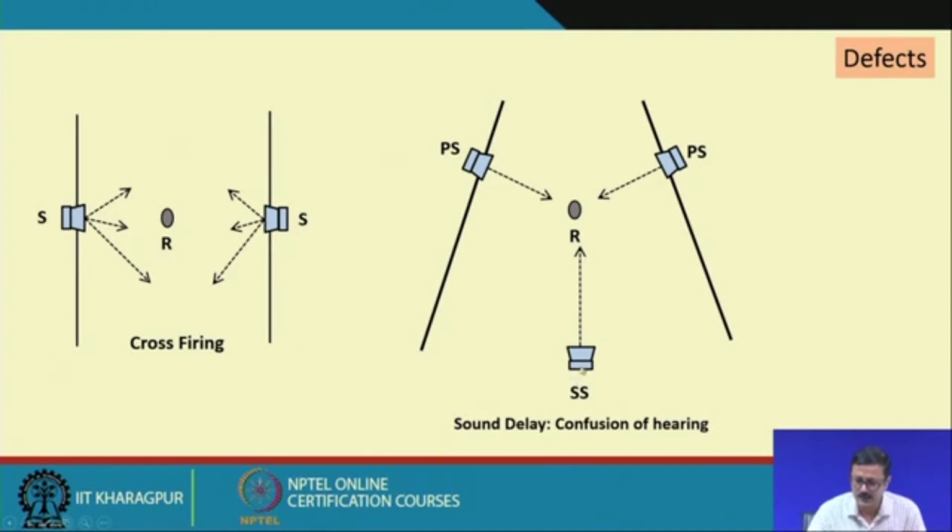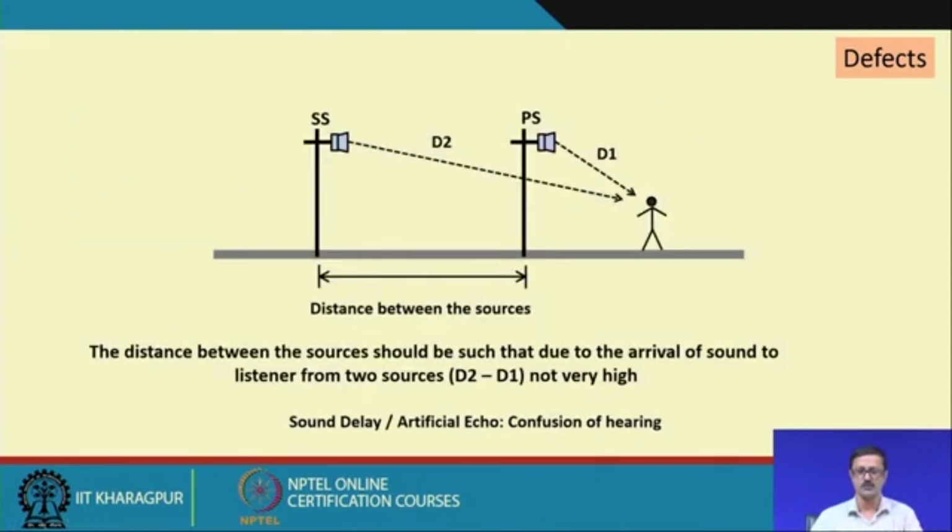Sometimes a sound delay also occurs. So, as I discussed, there is the PS, the primary source, and the secondary source will be available from that. The distance is quite huge. So, this particular receiver will receive the sound in a delayed manner, a little bit of delay, and confusion of the hearing will occur. So, you have to check the distances, or you have to decrease or increase the sound pressure level so that they do not create that kind of a hearing problem.